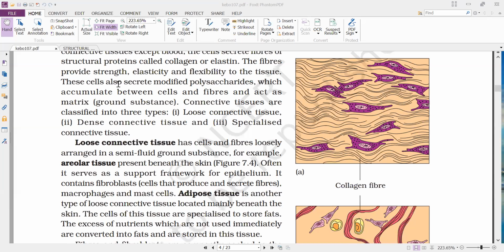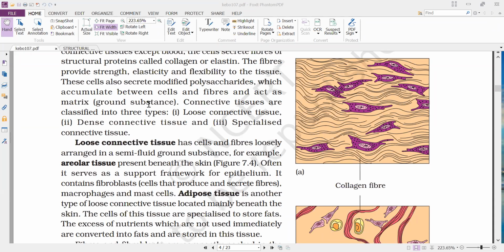These cells also secrete modified polysaccharides. The cells involved in the secretion of fibers also secrete modified polysaccharides which accumulate between cells and fibers and act as a matrix or ground substance. So the matrix of the connective tissue is also secreted by the fiber-secreting cells present in the connective tissue. The matrix or ground substance is the substance in which all the cells are present.